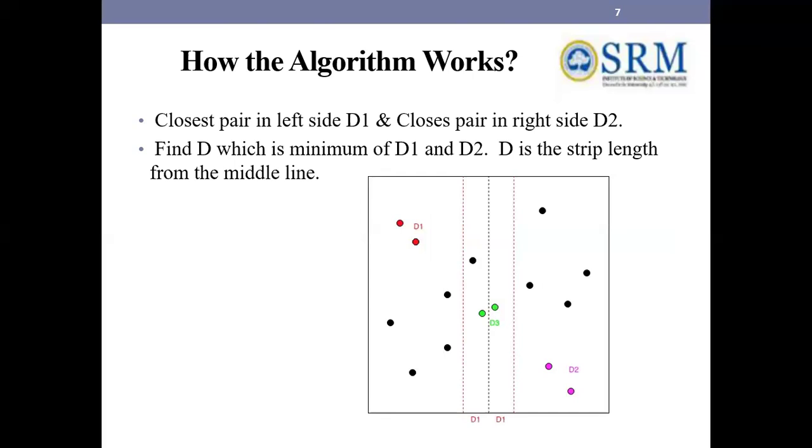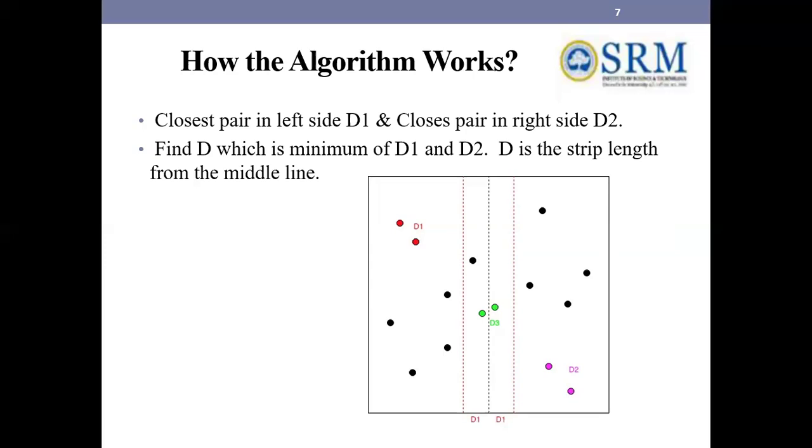And how the algorithm works. Take D1 in the left side. D1 is the closest pair distance in the left side. D2, in purple, is the closest pair distance in the right side. Among these two, D1 and D2, find the minimum value, the minimum of D1 and D2. Assume that is D1. From the vertical line, the middle point that divides the points into two sets, we take D1 distance to the left and D1 distance to the right. Within this distance across the vertical line, all the points are taken.